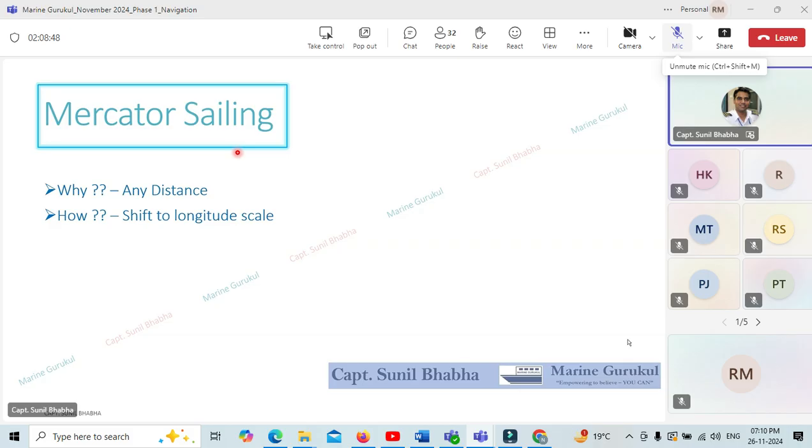Now, a very simple way to understand Mercator sailing is that when we are making a Mercator sailing triangle or diagram, we convert to the longitude scale on the Mercator chart. By converting to the longitude scale, we are able to obtain the required accuracy. Let us try to understand it using a diagram. We have seen the plain sailing triangle. You can see this plain sailing triangle ABC coming up on the screen.